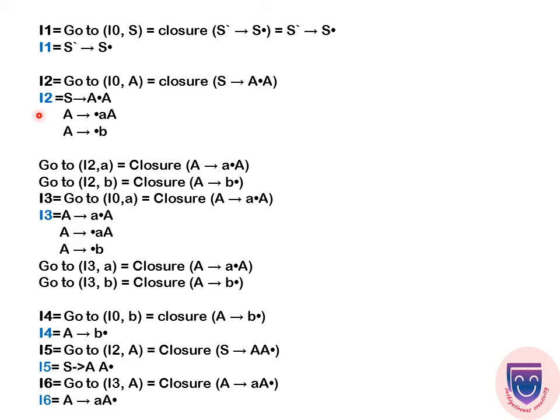The next state is I2. In I2 we make a transition on A in I0, so I shift the dot symbol to the right side of the production. I keep the remaining productions as they are. That is going to be iterated in the following steps, because for each and every state we should make one transition at a time.